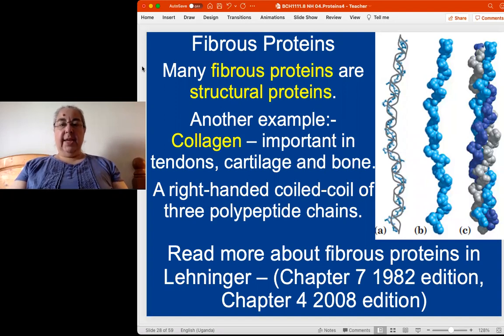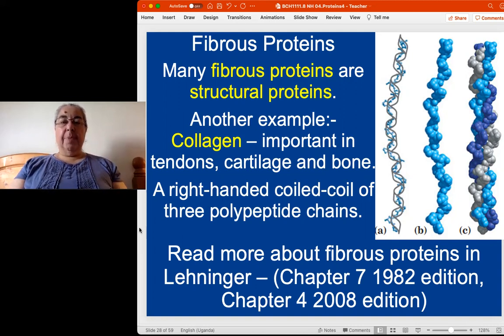Okay, so I said that keratin is an example of a fibrous protein. There are many other sorts of fibrous protein as well, and most of them are structural proteins. That means they're important in giving our cells, our organs, and our whole bodies as a multicellular organism their shape and their structure.